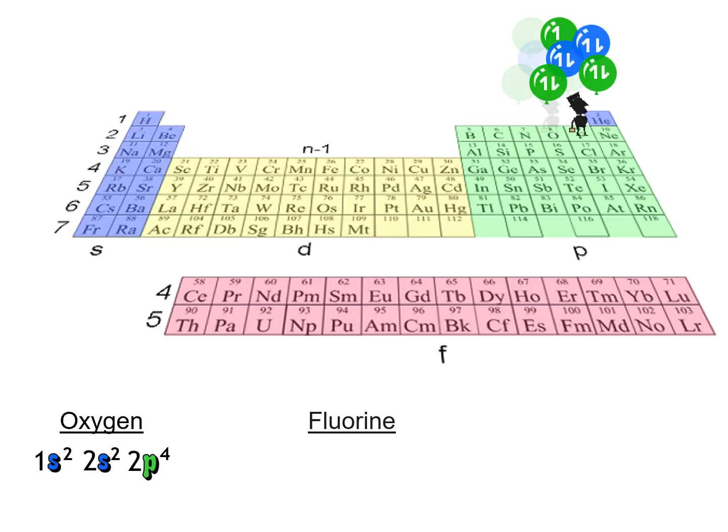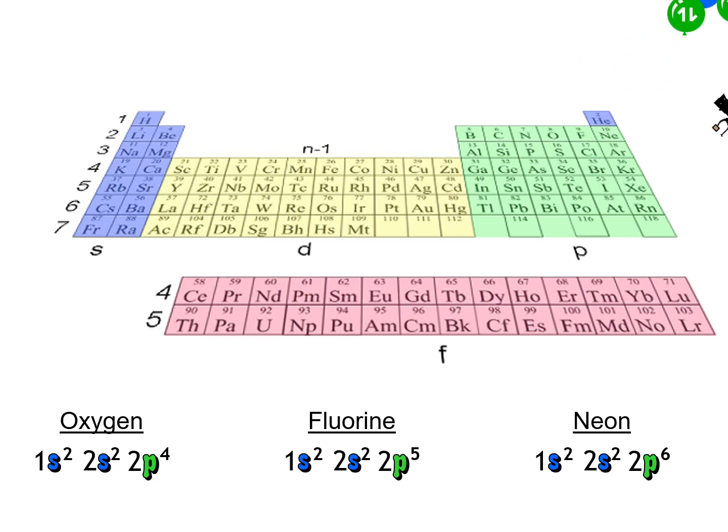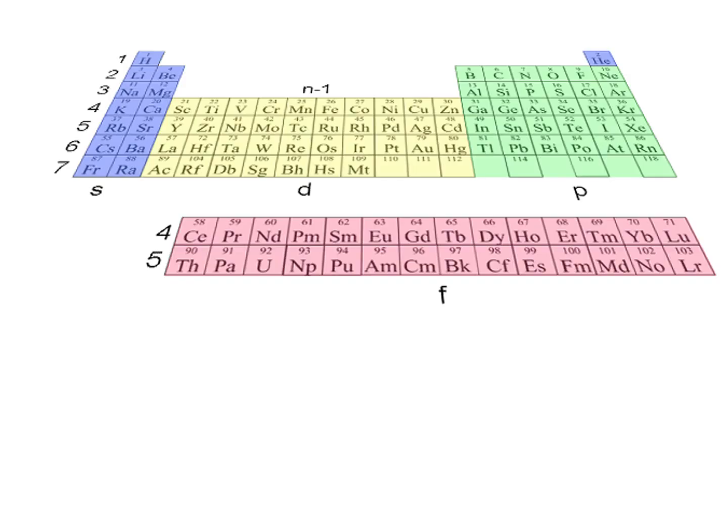So now we have fluorine, which would be its next box over. So 1s2, 2s2, 2p5. And then neon, 1s2, 2s2, 2p6. So we're just counting boxes and keeping track of which block we stepped into. All right, so we have chlorine.